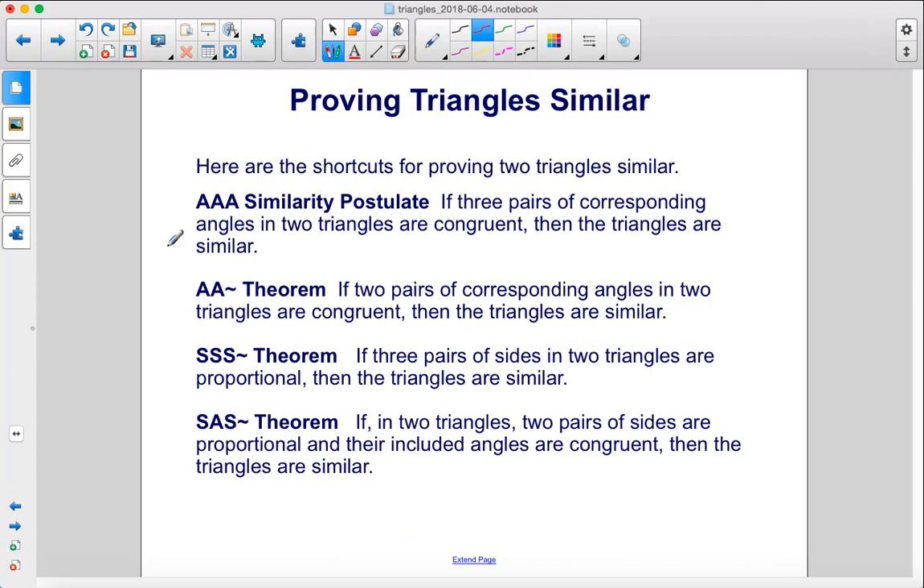Here are the shortcuts for proving two triangles similar. AAA similarity postulate: if three pairs of corresponding angles in two triangles are congruent, then the triangles are similar. The AA theorem: if two pairs of corresponding angles in two triangles are congruent, then the triangles are similar. SSS theorem: if three pairs of sides in two triangles are proportional, then the triangles are similar. SAS theorem: if in two triangles two pairs of sides are proportional and their included angles are congruent, then the triangles are similar.